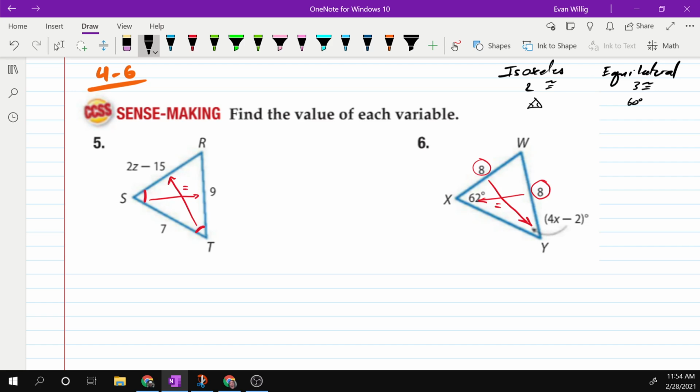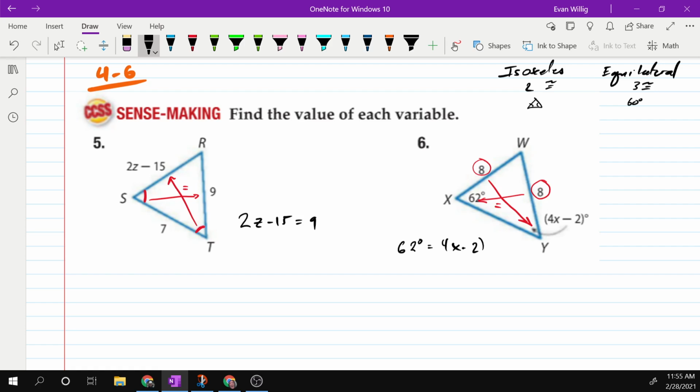Okay, so for number 5, got the two base angles there. That tells us the two sides are equal, which means 2z minus 15 equals 9. And for number 6, two base angles are congruent. That means angle X here, which is 62 degrees, equals 4x minus 2.